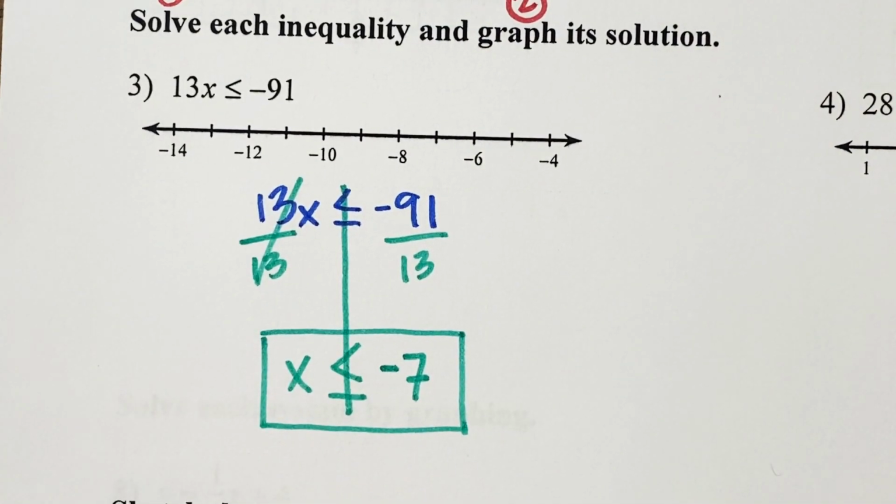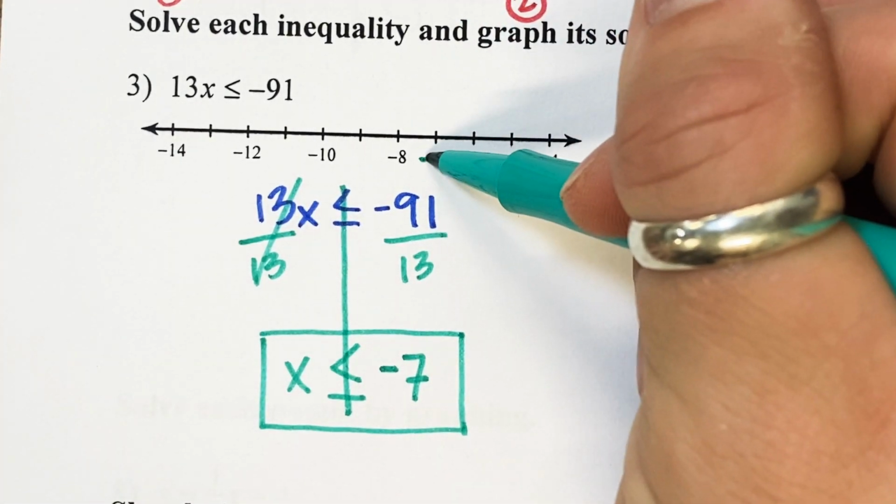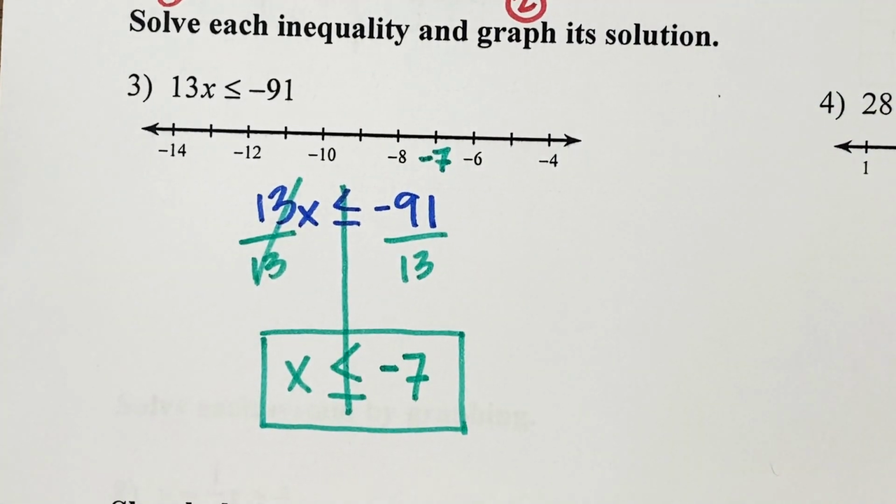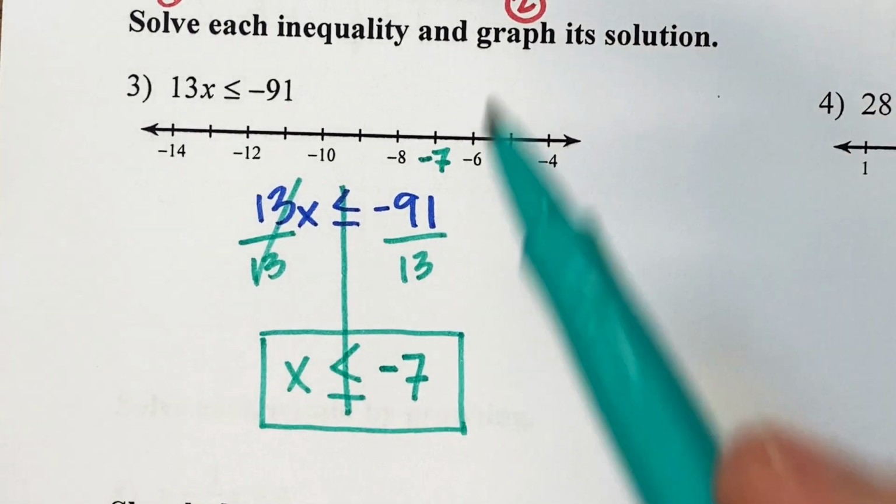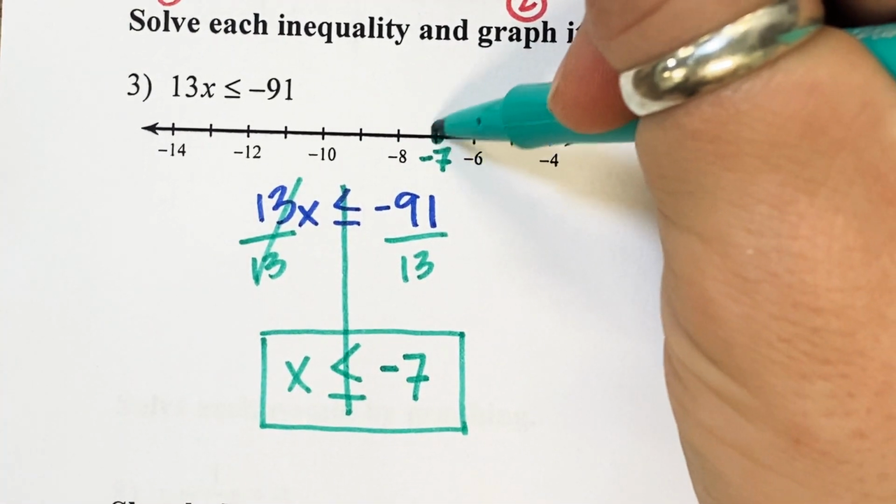Okay, so my variable is all by itself, so we can go ahead and graph it. On what number on my number line am I going to put my point? I'm going to put my point at negative 7, which is actually right here between negative 6 and negative 8, right? And is this going to be an open or a closed point? This one's also going to be a closed point because of that or equal to.